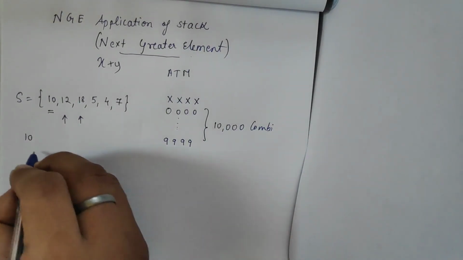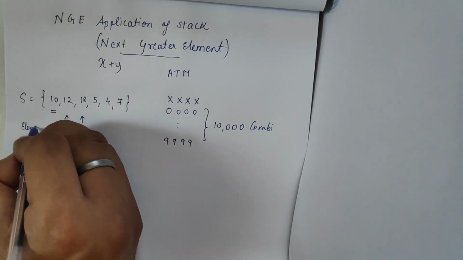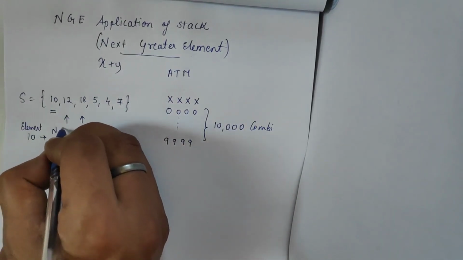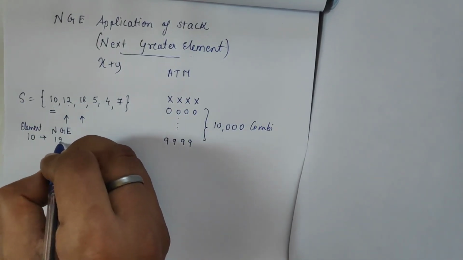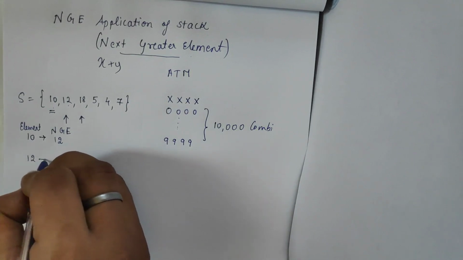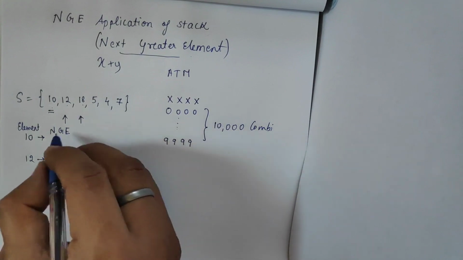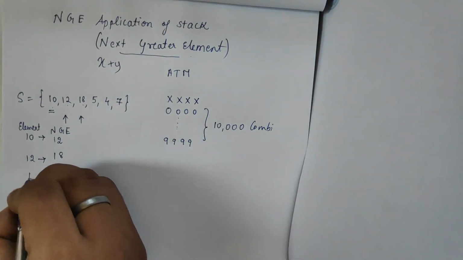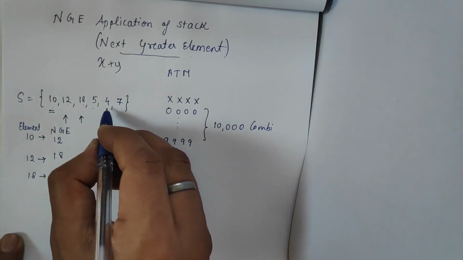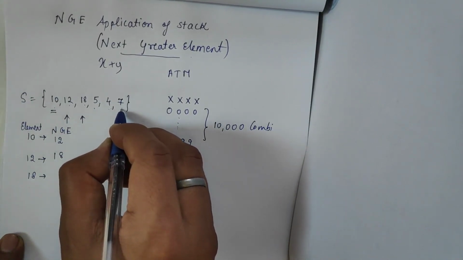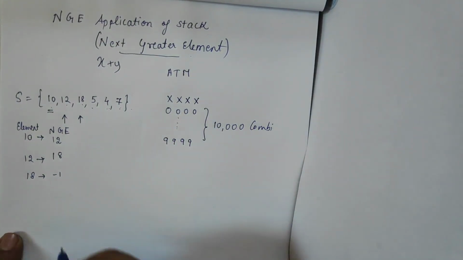So now let us try this. For 10, let us see for this question. I am writing the element and the next greater element. For 10, 12 will be the next greater element. Now let us take 12. For 12, 18 is the next greater element, so I will not even search further, right? Now for 18, there are no greater elements. 5 is less than 18, 4 is less than 18, 7 is less than 18, and we reach the end of the array. So for that case, we write minus 1.